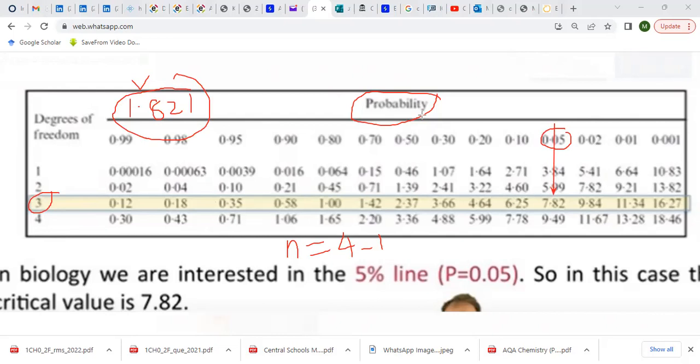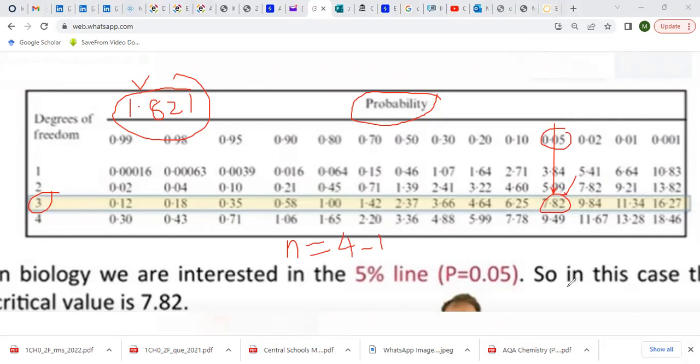If the value that you got, this means 0.05% at the degree of freedom 3, the value should be 7.82. You get this point? For the degree of freedom at 5% difference, the value should be 7.82. If your answer is less than this value, what does it mean? It means that we reject the null.